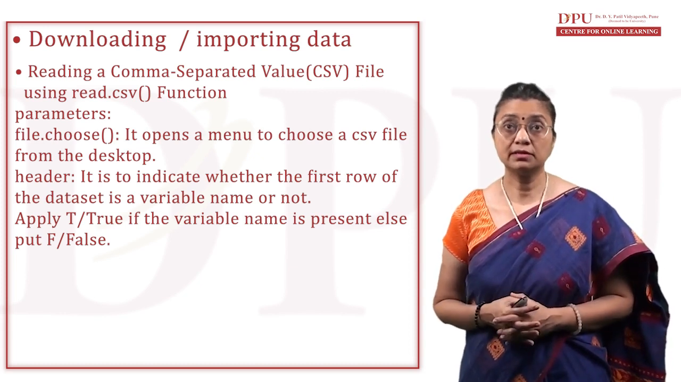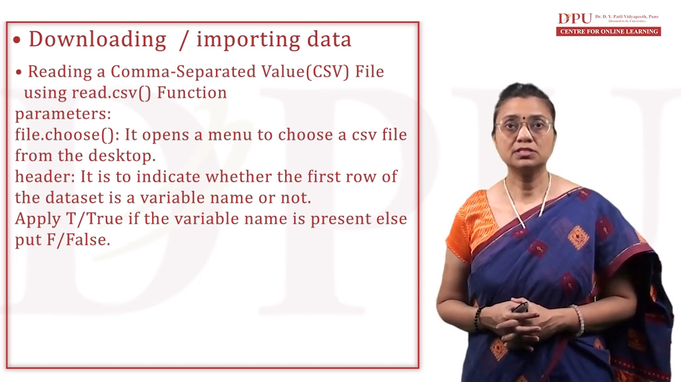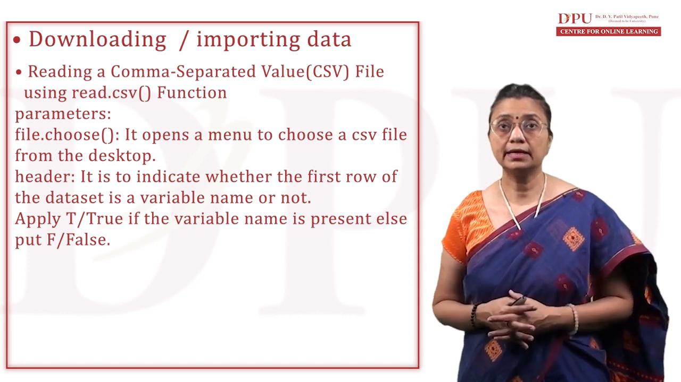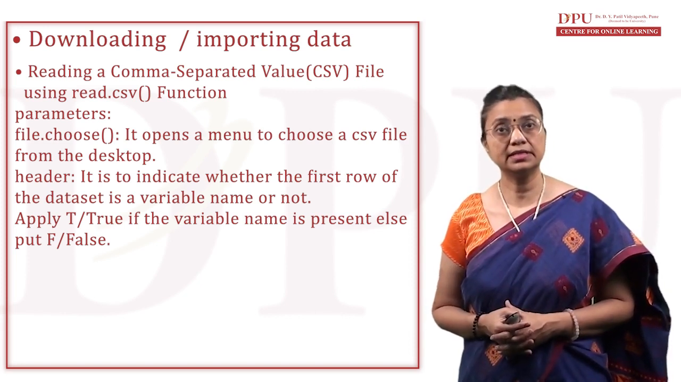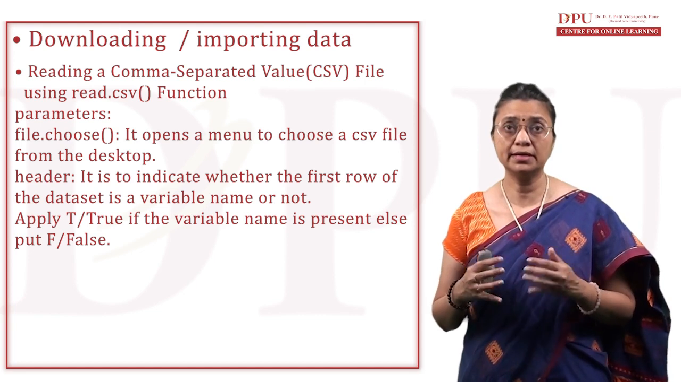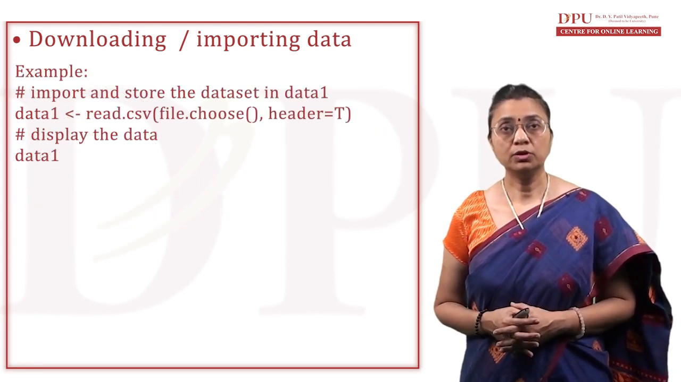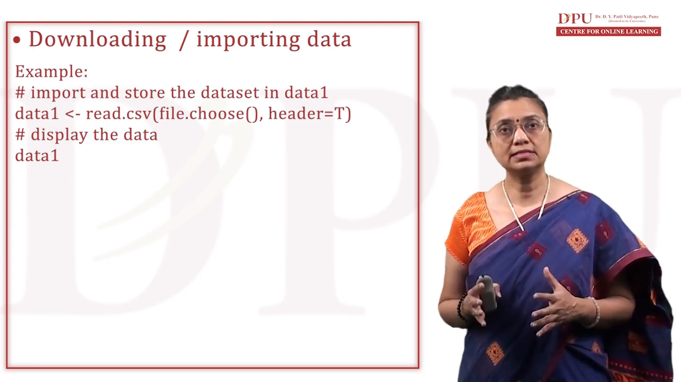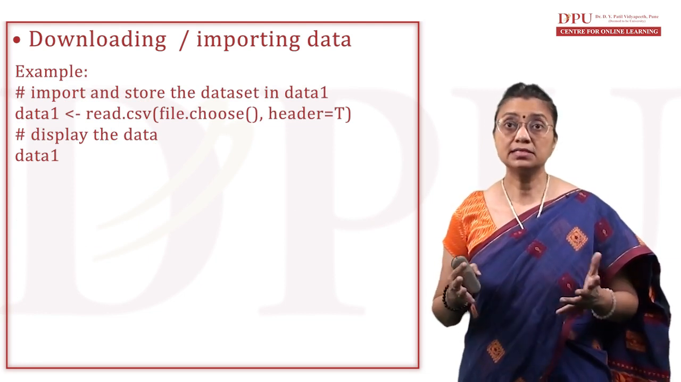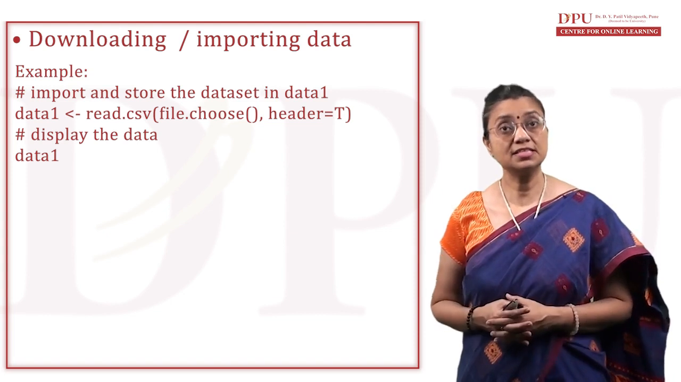So first we will understand what is file.choose. You can see over here that the first line, import and store the data set in data1, is a comment, and data1 is the variable. So what we are doing, we are importing and storing the data set in data1. Where is the data set? Data set is our CSV file.